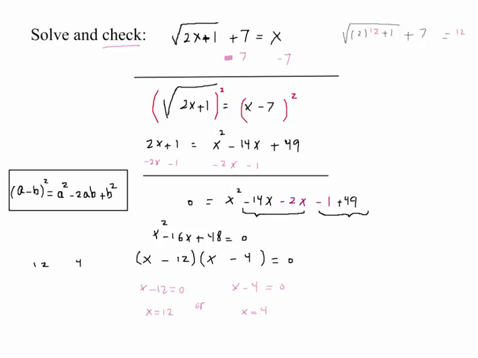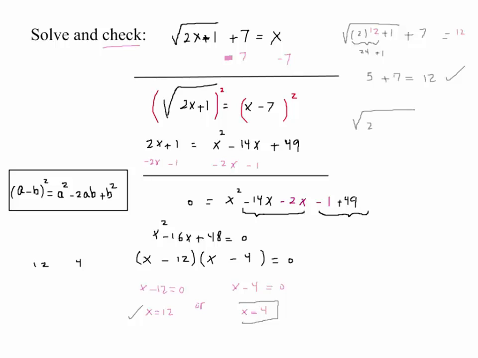Okay, who wants to tell me if this is working or not? 12 times 2 would be, the first one works out to be what? 24 plus 1 would be 25, so it would be 5. The square root of 25 is 5. 5 plus 7 is equal to 12. Yes, that's good. That's a good answer. How about 4? Does 4 work?